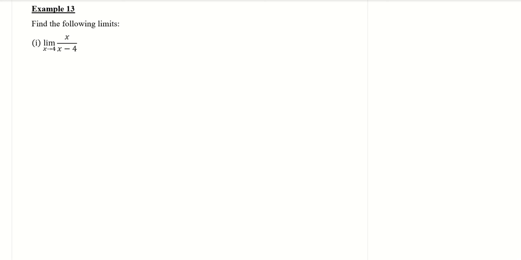Okay, example 13. Find the following limits. The first one: we want to find the limit as x approaches 4 of the function x over x minus 4. If we want to find the limit directly, we need to determine whether the limits from the left and the right are the same. So we need to find the limit as x approaches 4 from the left, and also the limit as x approaches 4 from the right.